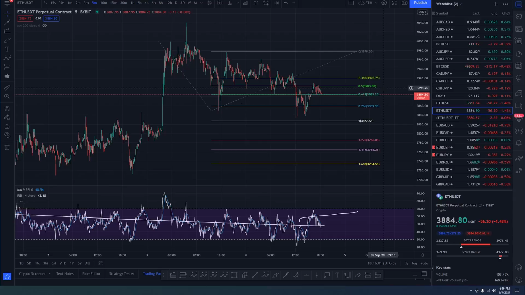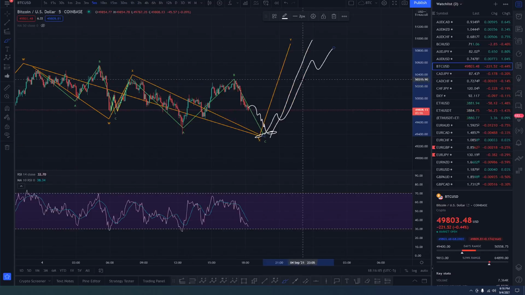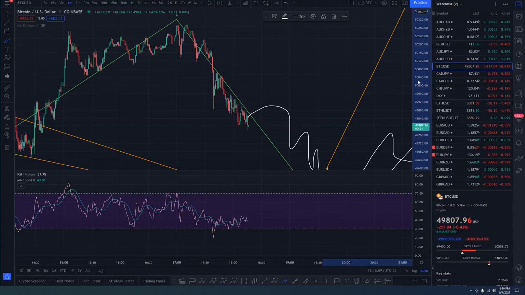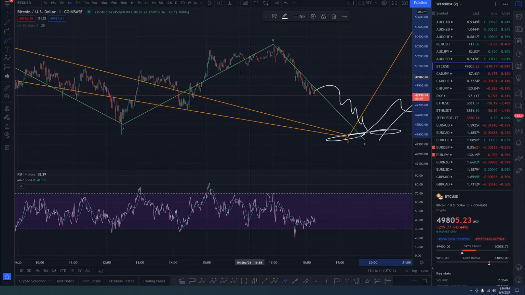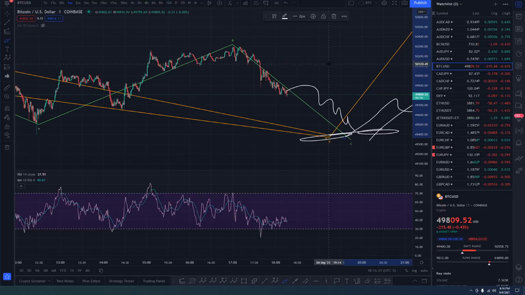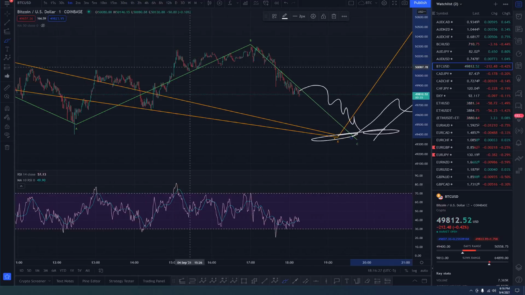Man, still looks like a flat. This is so compelling to me. Right here, this being a flat right here. I can't see a diagonal. That looks like a flat to me. And so it needs to turn around and go up.